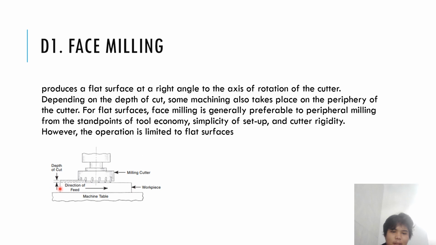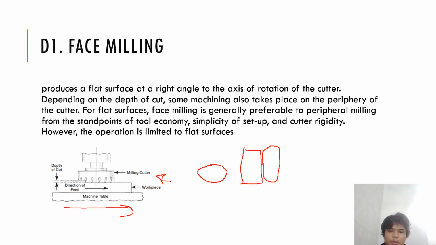So face milling is like the normal one. So the workpiece is moved in this direction, and the milling cutter is positioned horizontally. So this is the cutter. If we see from this point of view, so this one is the cutter, and the workpiece is right here. So the surface of this is gonna be cut by the milling cutter.